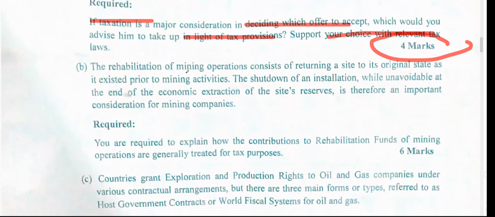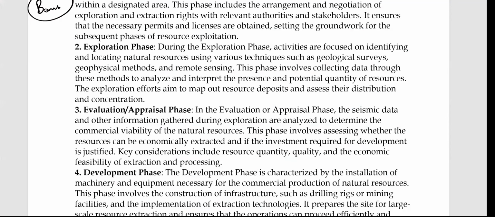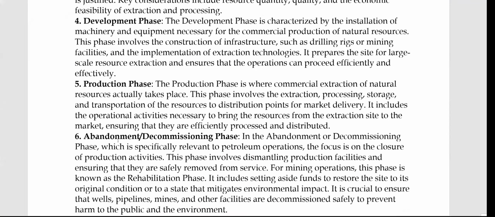Now, rehabilitation. Which part of the life cycle can we find rehabilitation? Is it the last one? The last but one: decommissioning or abandonment of field, or relinquishment. You see here it came as rehabilitation, which is for mining. We just read it, right? I told you each part can be examined separately.